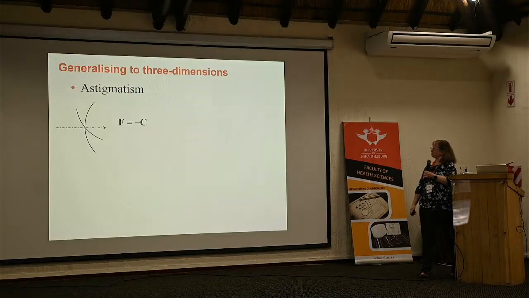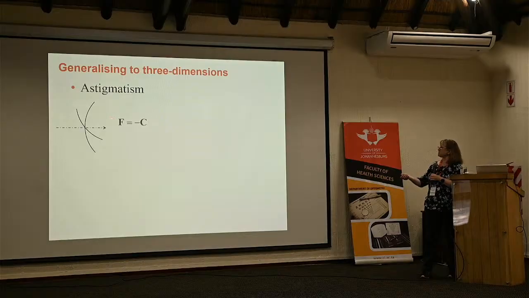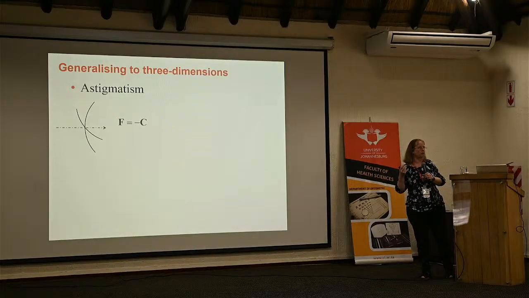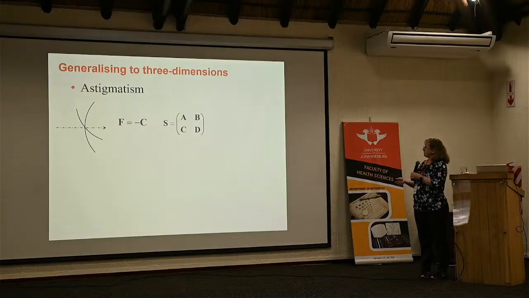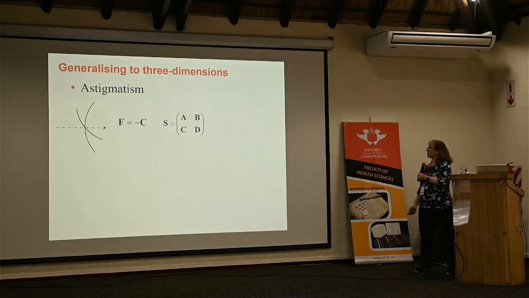Astigmatism. We define astigmatism of a surface in terms of a power matrix. And so we have got the transference as A, B, C, D, where each of these entries is a 2 by 2 submatrix, and S becomes a 4 by 4 block matrix.